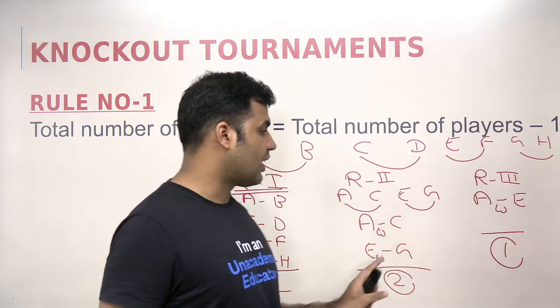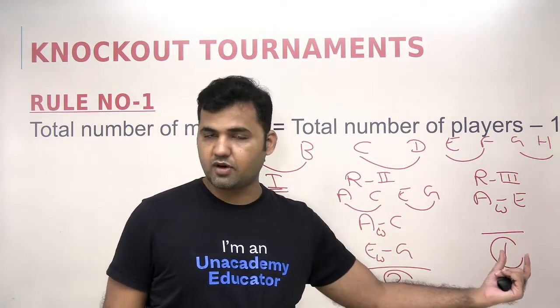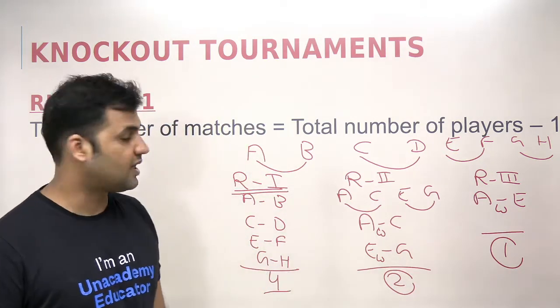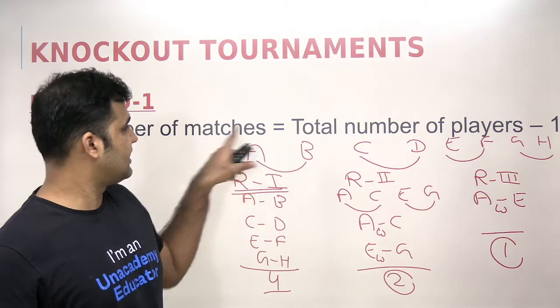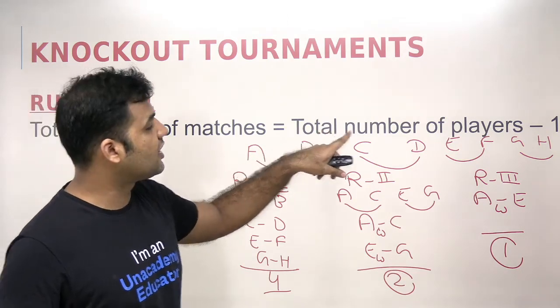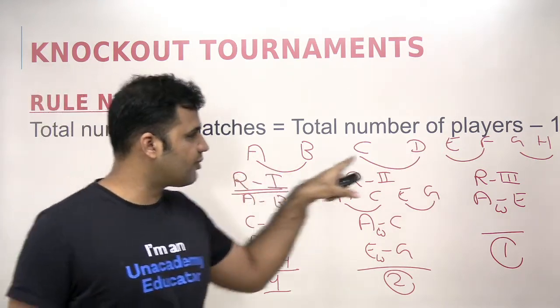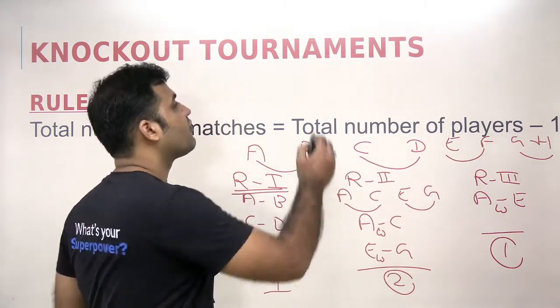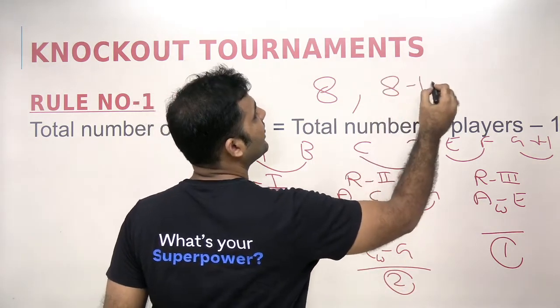So round 3 will be the final round. And what is the total number of matches? You can see that 4 plus 2 plus 1. The total number of matches is 7 here, right? So is this working? Yes. Total number of players minus 1 is equal to total number of matches. We have a total of 8 players, and the matches that happen are 8 minus 1, that is equal to 7.